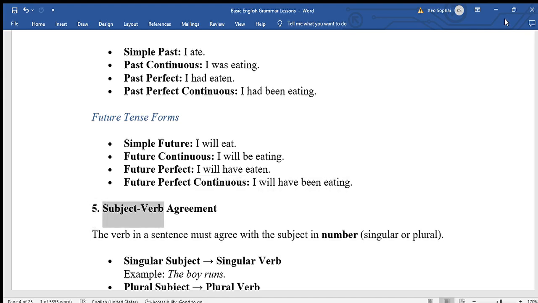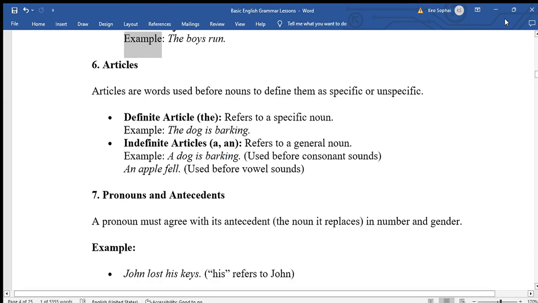5. Subject-verb agreement. The verb in a sentence must agree with the subject in number, singular or plural. Singular subject, singular verb. Example, the boy runs. Plural subject, plural verb. Example, the boys run.